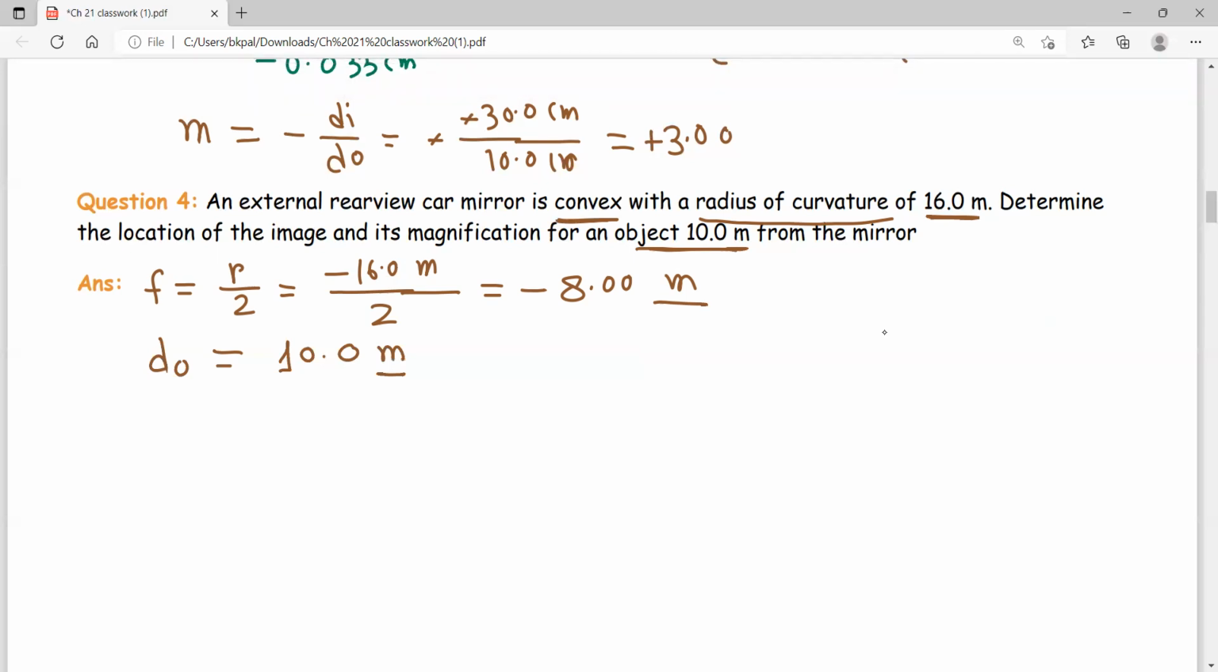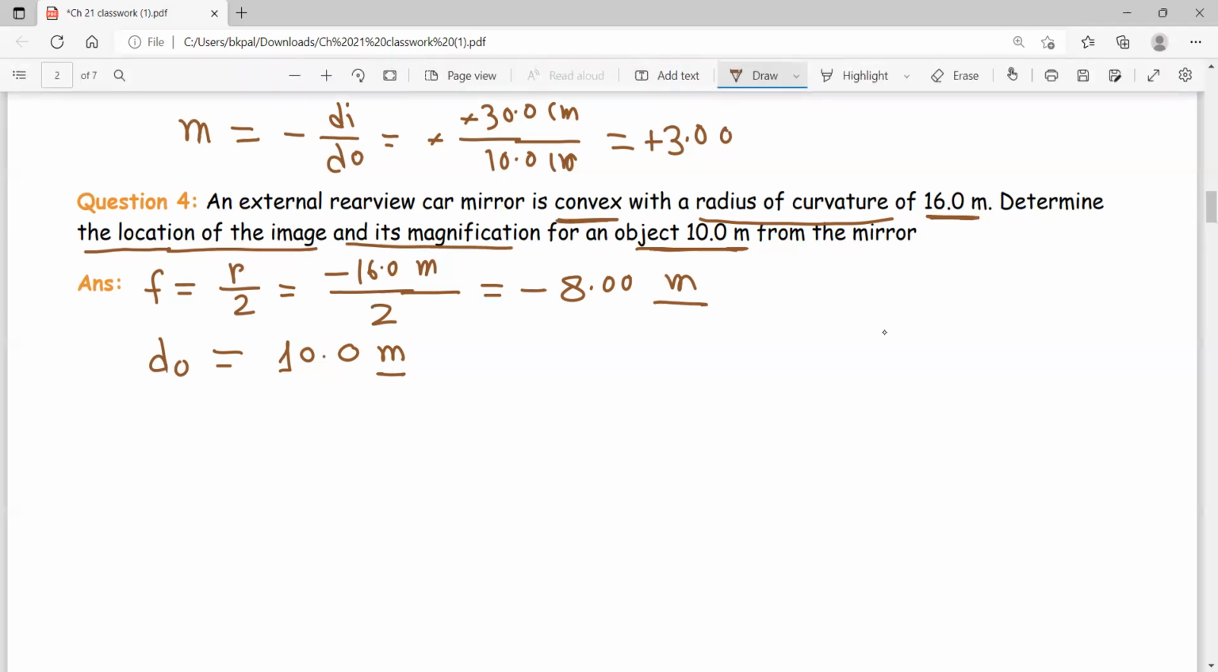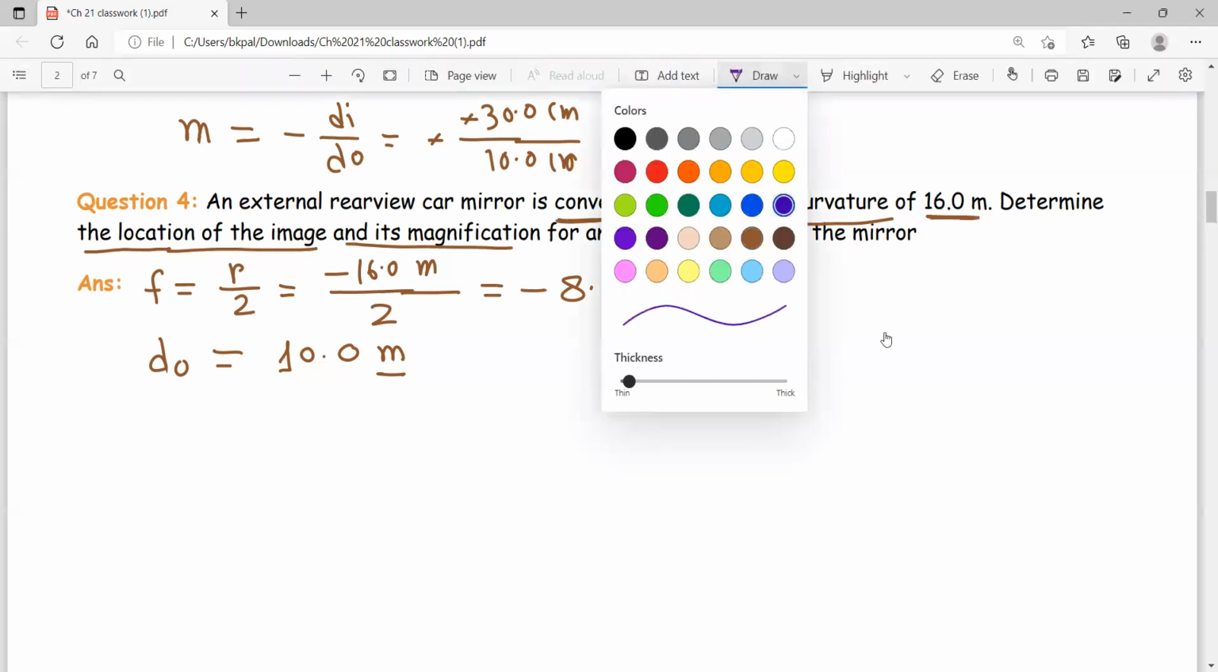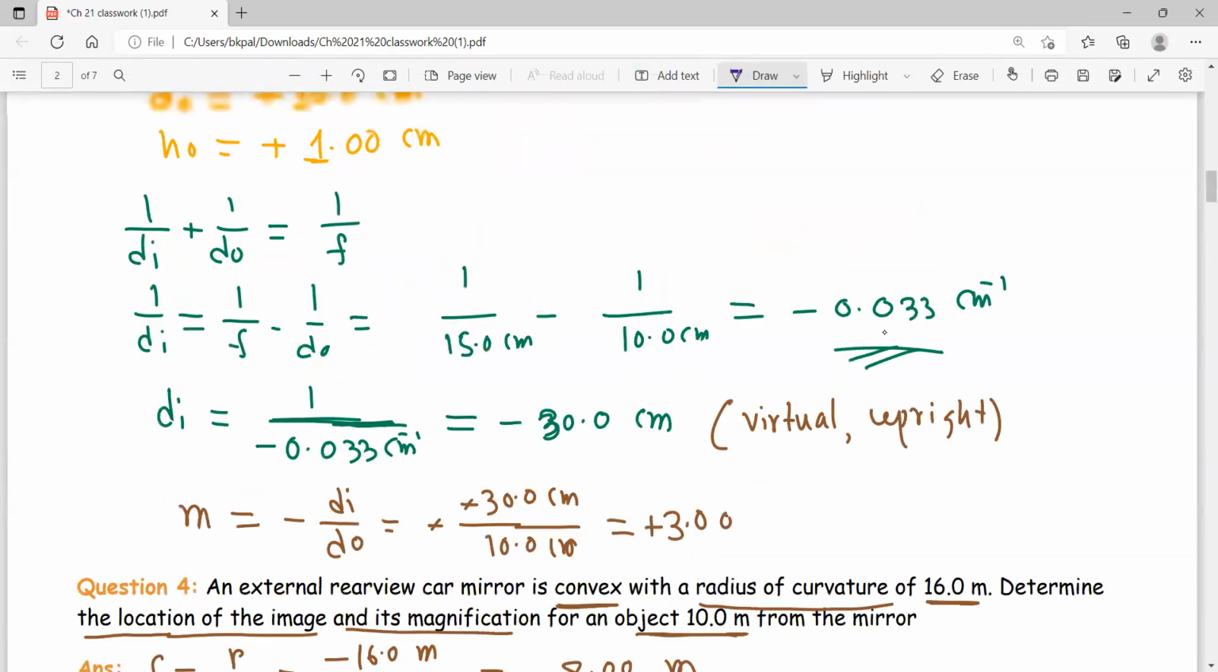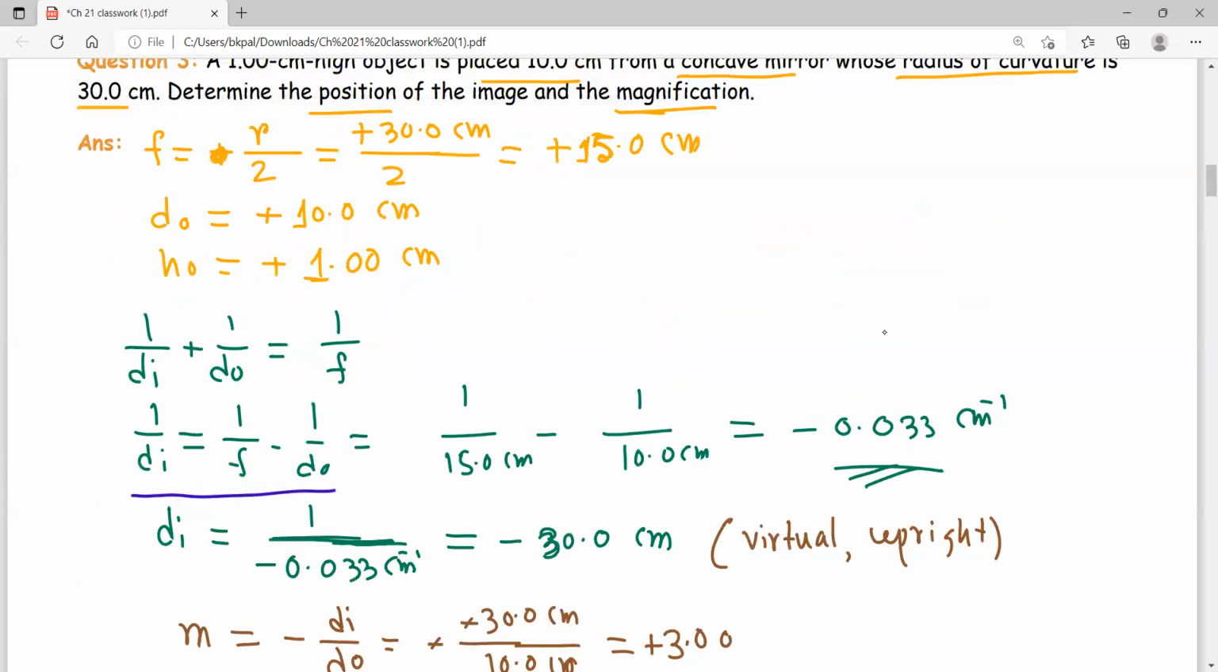So what do we have to calculate? We have to calculate the location of the image and its magnification, similar to the last problem. So again, we have to use the mirror equation. If we solve the mirror equation for 1 over di, it will be something like this, right? It's basically this equation.